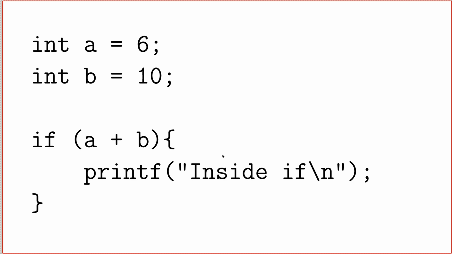So we can do things like this. So what's this? Okay, 6 plus 10. Well, this is also int plus int. The result is an int. And we expect that because if we're evaluating the if condition, we expect the result to be an int. 6 plus 10, of course, is 16. Is 16 equal to 0? No, it isn't. And that means we do go inside that if statement.